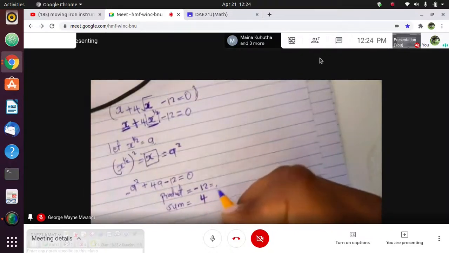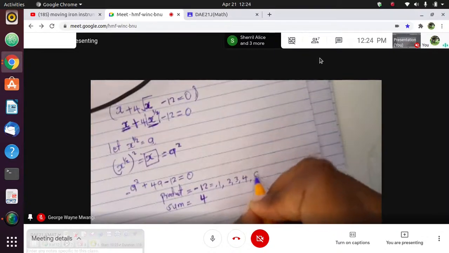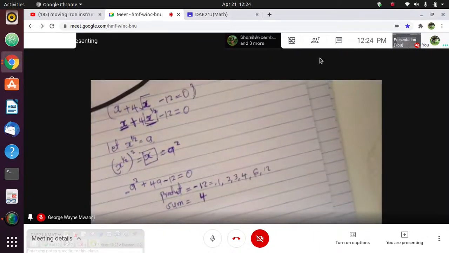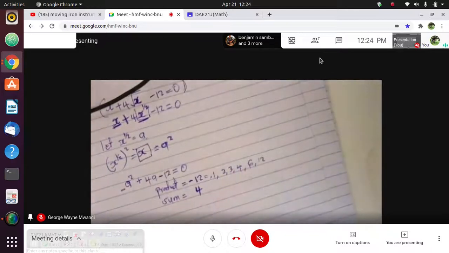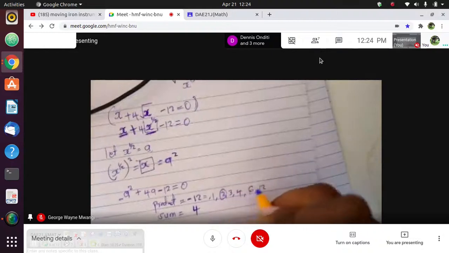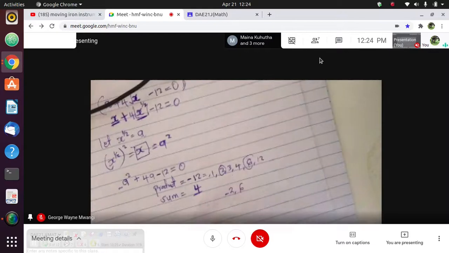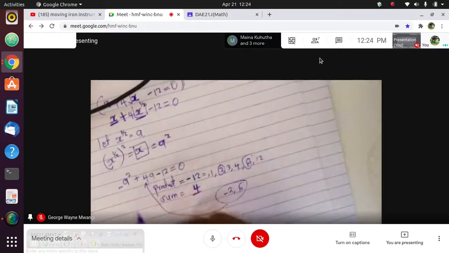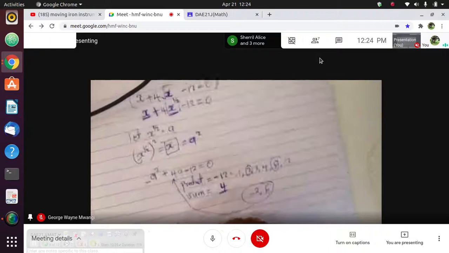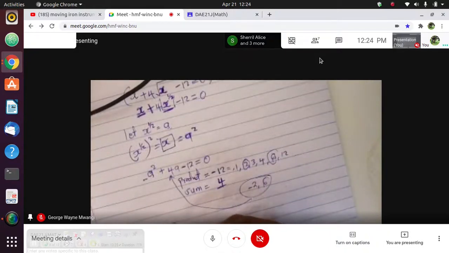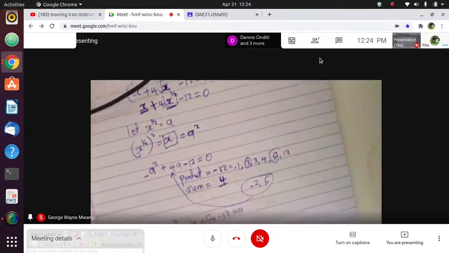The factors of 12 are 1, 2, 3, 4, 6, and 12. Now, the factors of 12 which, when I multiply, give me minus 12, will be minus 2 and 6. And when I add them, they'll give me 4. Now, using these roots, when I rewrite them in that equation, my equation will be a squared minus 2a plus 6a minus 12 is equal to 0.